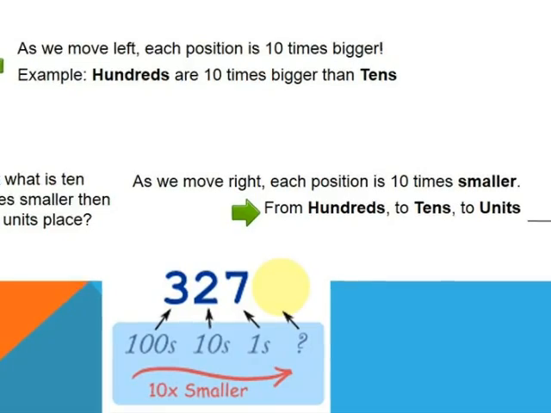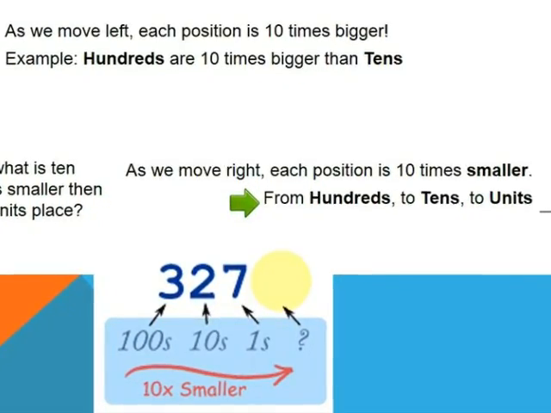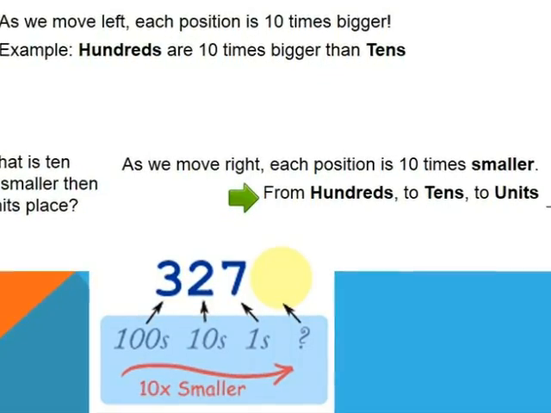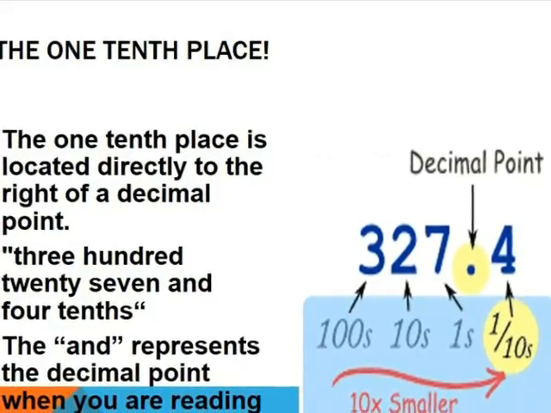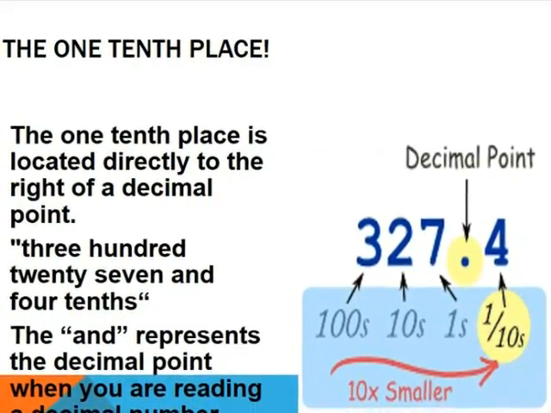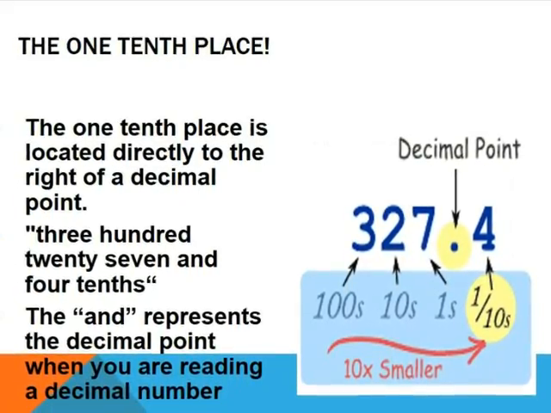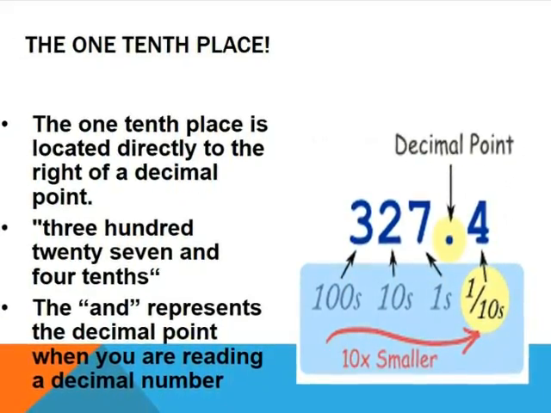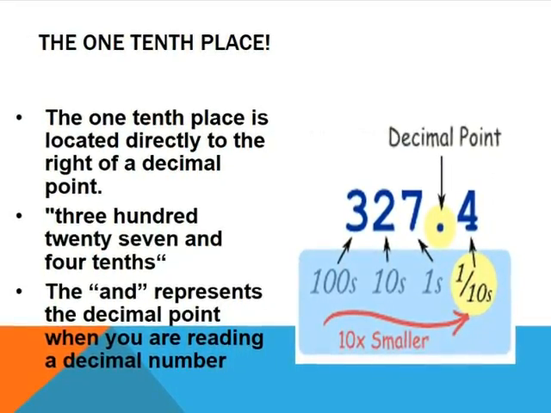So what happens when a unit is 10 times smaller than what is in the units position? This is when decimals come in. After a decimal comes the 1/10 place. The 1/10 place is located directly to the right of the decimal point. So in this number, you would say it 327 and 1/10.